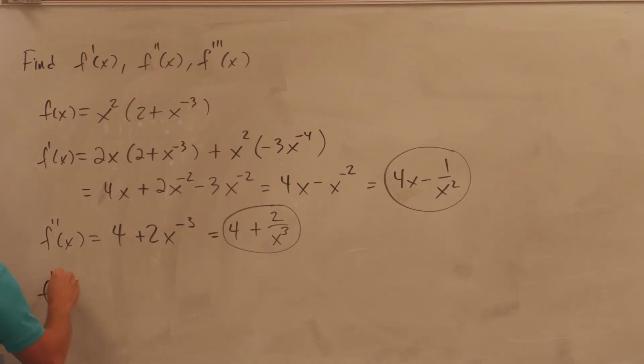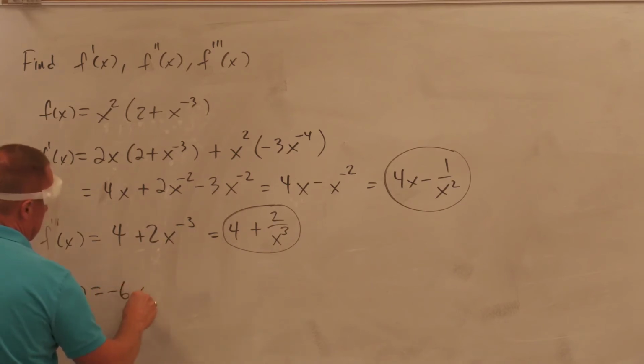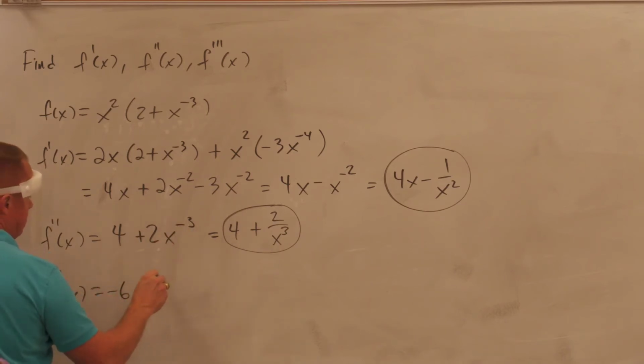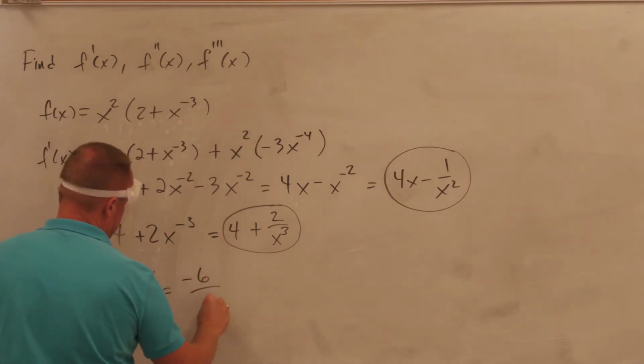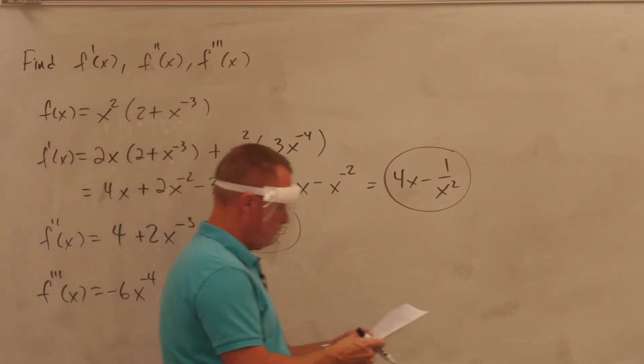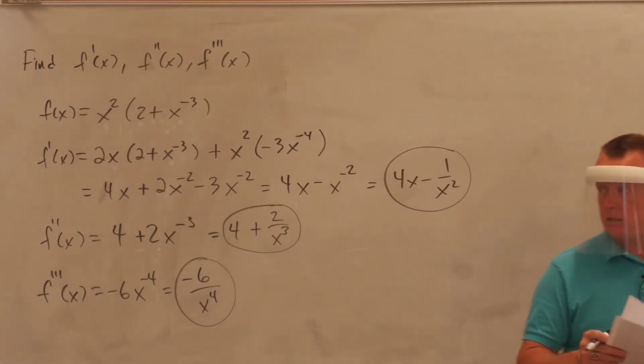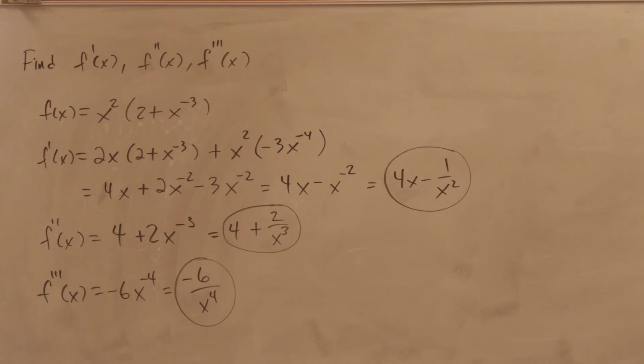Third derivative. All right, let's take the derivative of this one. The derivative of 4 is 0. For 2x to the negative third, the power rule: negative 3 times 2 is negative 6. Subtract 1 from the exponent, I get a minus 4. So I got negative 6 over x to the positive 4 power. So that would be my first, second, and third derivatives of that function.